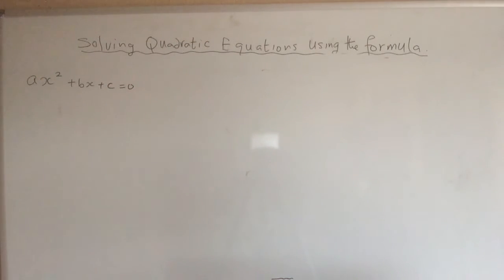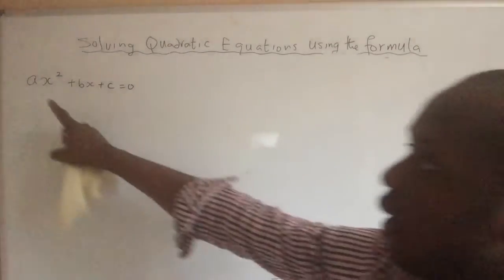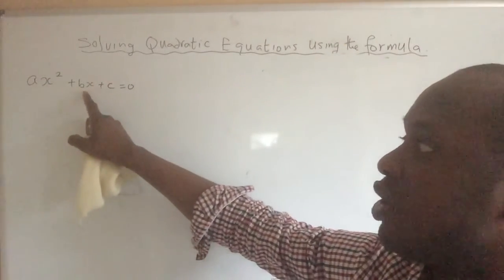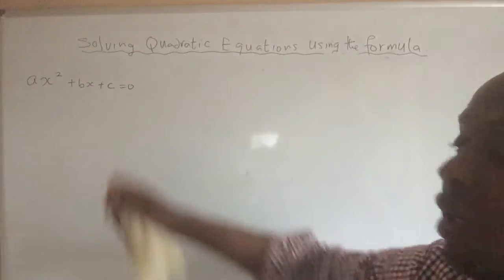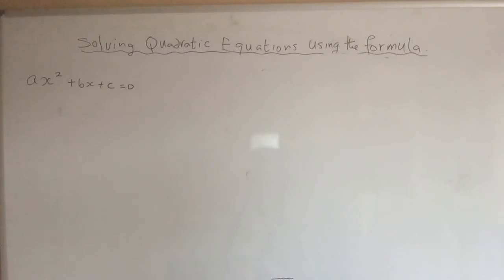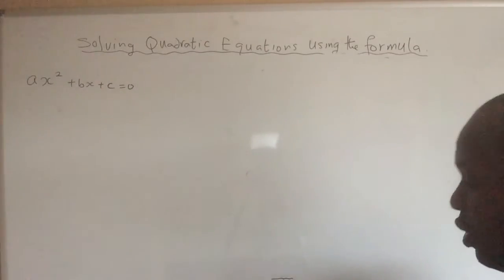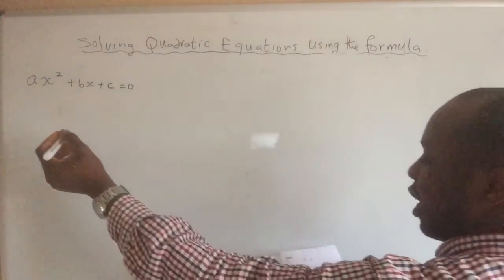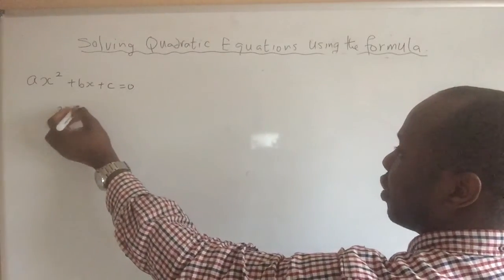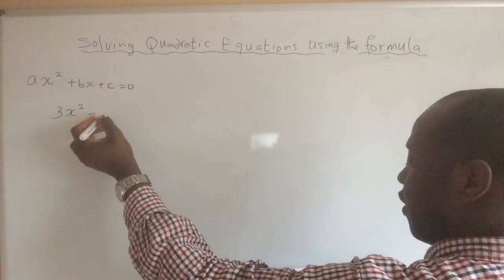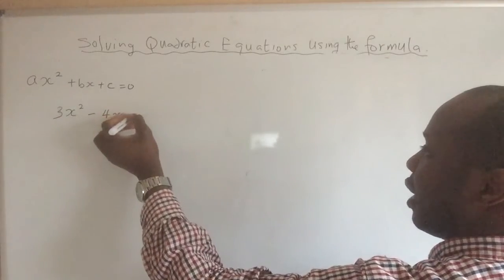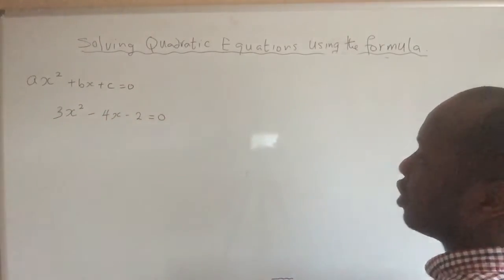Right, today we are looking at solving quadratic equations using the formula. Quadratic equations are usually written in the form ax squared plus bx plus c equal to 0. Now, I will put a typical question on the board. So I have 3x squared minus 4x minus 2 equal to 0.